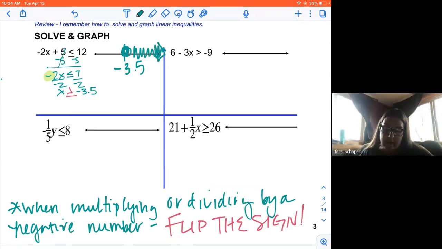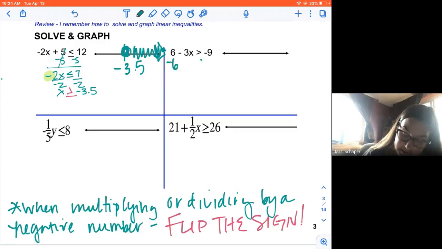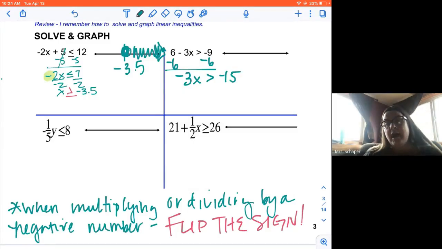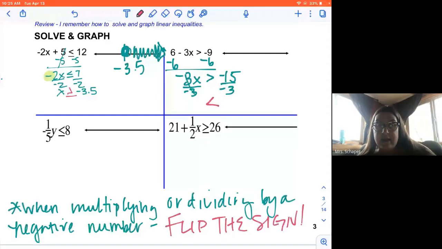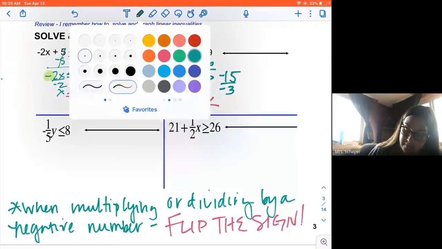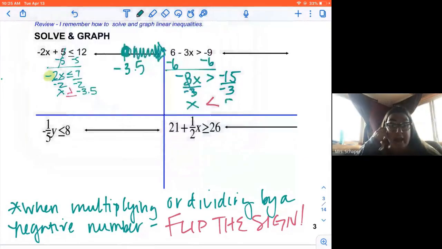Okay. 6 minus 3x is more than -9. Let's solve it out. We're going to subtract 6 from both sides. So -3x is more than -15. I'm going to divide both sides by -3. Now, I'm multiplying or dividing by a negative number. That means I flip the sign. It now becomes less than. All right, and now I can finish my problem off. X is less than 5.